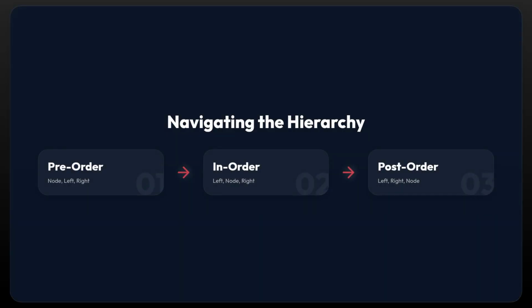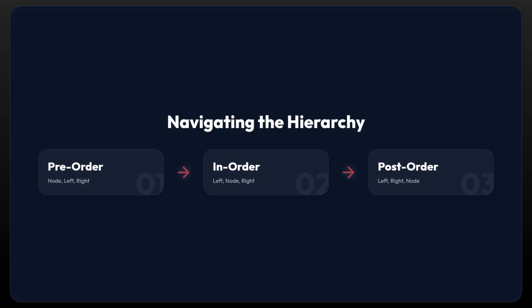Because trees are non-linear, we require systematic traversal algorithms to read them. Pre-order is perfect for serializing data. Post-order is a bottom-up approach, essential for safely deleting nodes from memory without losing pointers. But the true engine of the search tree is the in-order traversal.